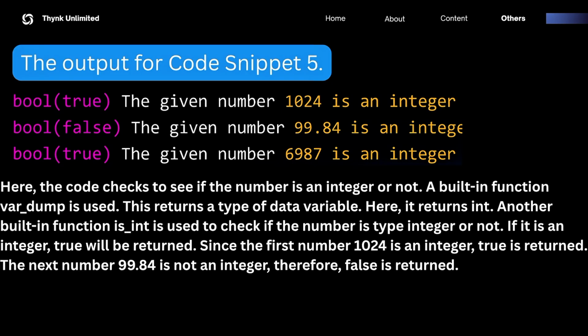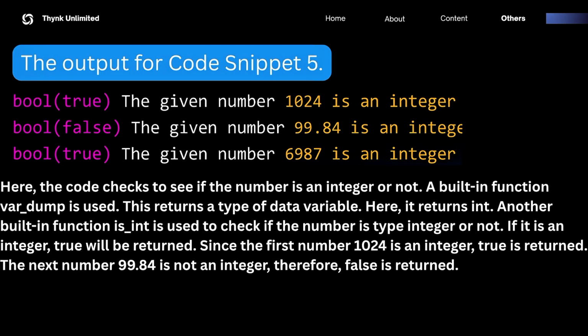So, in the example, we see that PHP can clearly differentiate between an integer, like 1024 or 6987, and a floating point number, like 99.84, even though both are numeric in nature. The function is_int, and its aliases is_integer and is_long, checks whether a variable is of integer type. var_dump helps visualize the exact result and data type in the output. PHP makes a strict distinction between integers and floats, which helps prevent logical errors in calculations or data processing. The Boolean results, true and false, reflect the accuracy of type checking, essential for reliable and type-safe PHP programming.